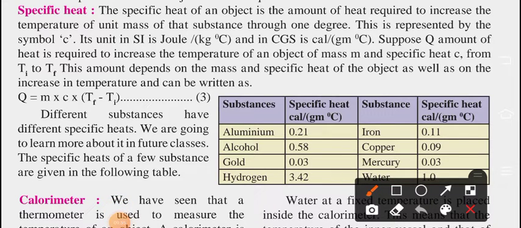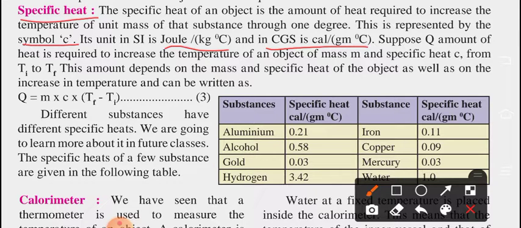So this is represented by the symbol C. Specific heat is represented by the symbol small c, and its SI unit is joule per kg degree Celsius. What is its SI unit? It is the SI unit of specific heat. The symbol for specific heat is small c. The SI unit of specific heat is joule per kilogram degree Celsius.